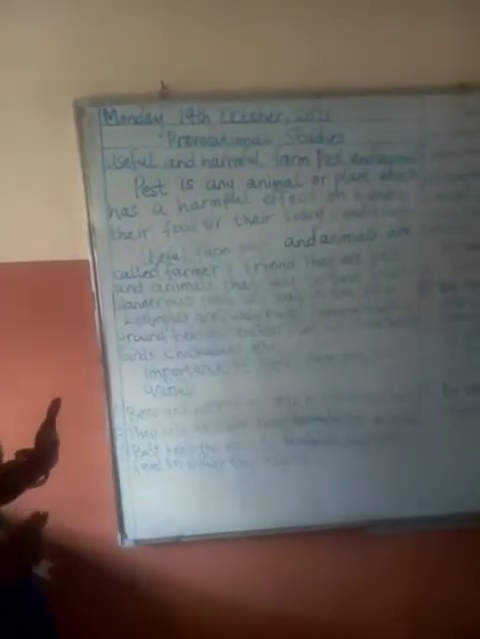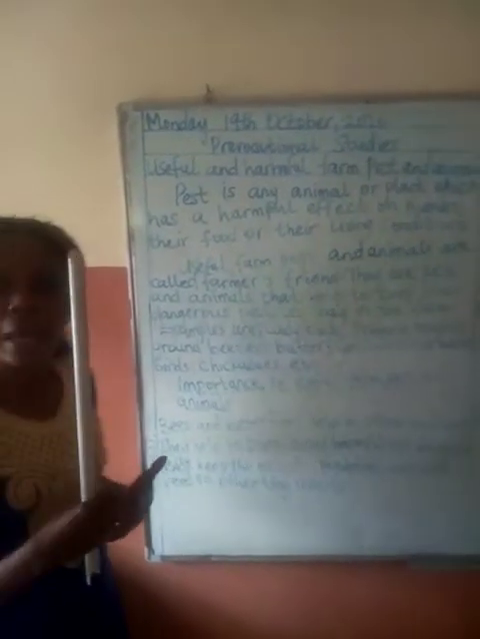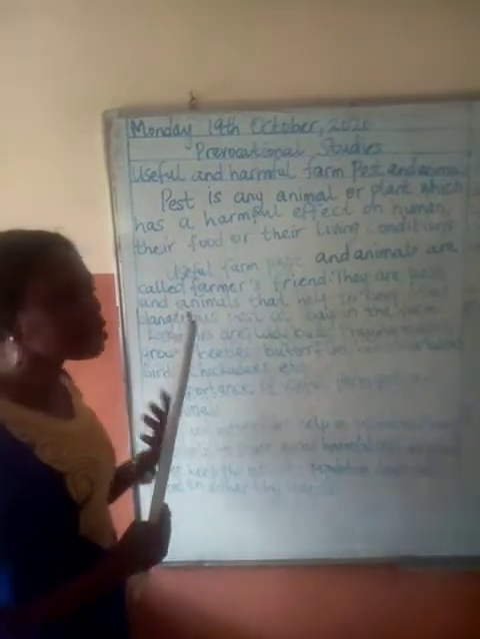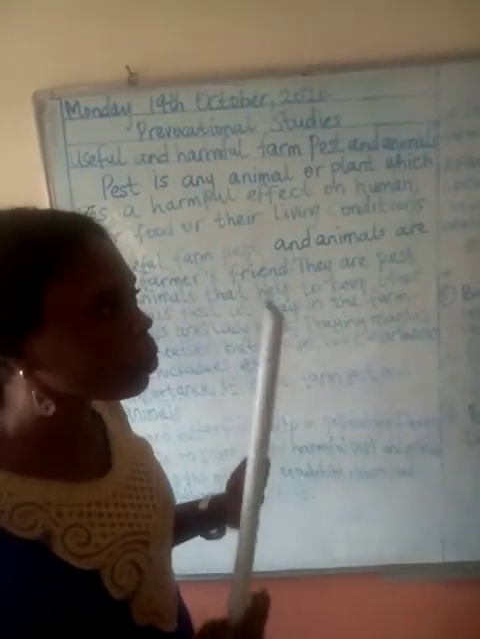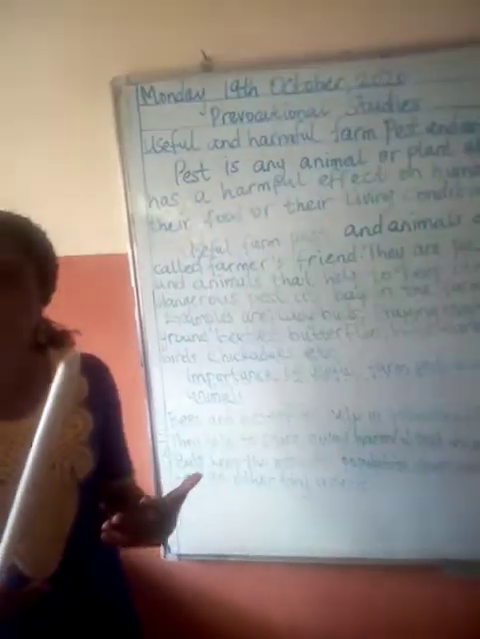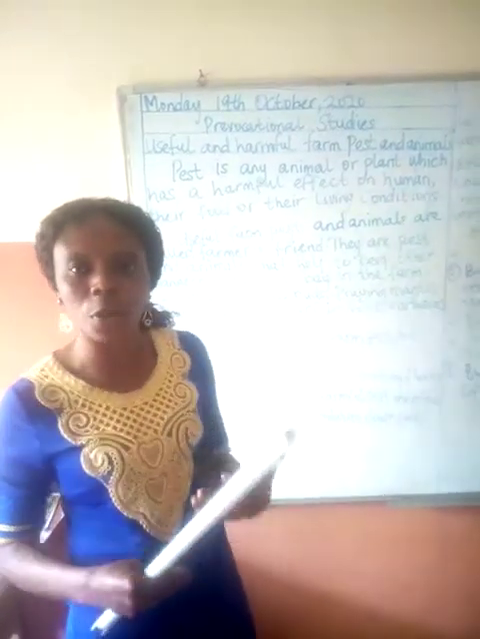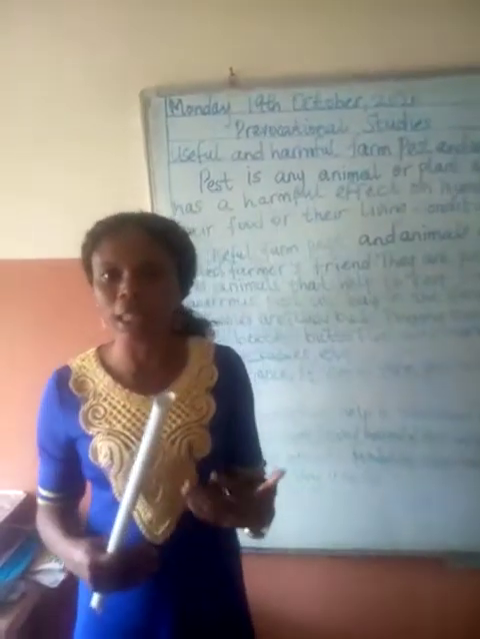Now, what is a pest? A pest is any animal or plant that has a harmful effect on human, their food, and their living condition. They have a harmful effect on human, their food, and their living condition.